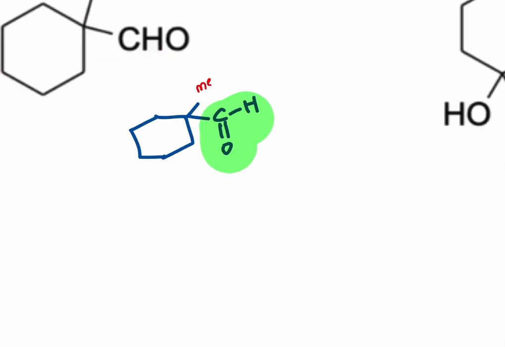So this one right here is a methyl group, and this one right here is a carbaldehyde, right? And this one right here is a cyclohexane structure. We're going to put all of these together. Okay. So the parent name would be cyclohexane carbaldehyde.